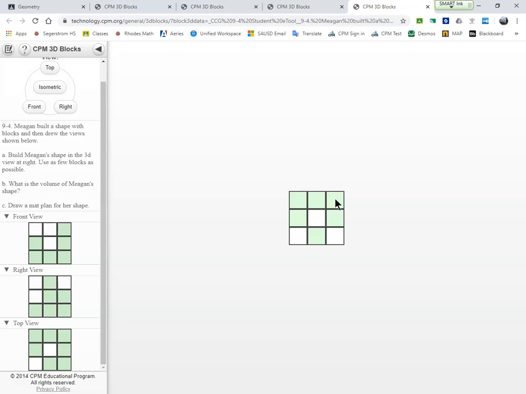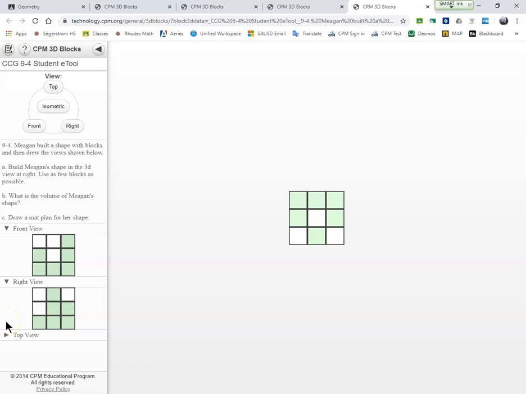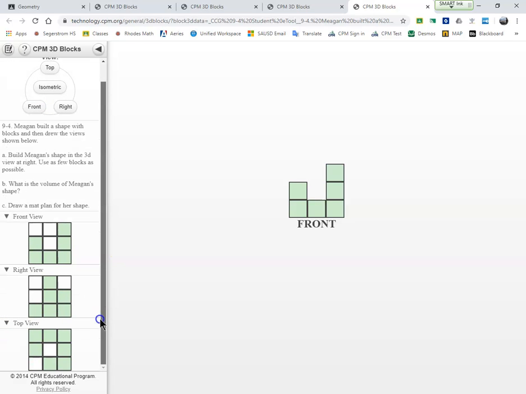Give this another shot. Let's look at our top view. Let's look at our right view. Our right view hasn't changed, and our front view hasn't changed. So let's go back to the top. Once again, we had 2, 1, and 3. So this was 2, this was 1, and then we had 3.